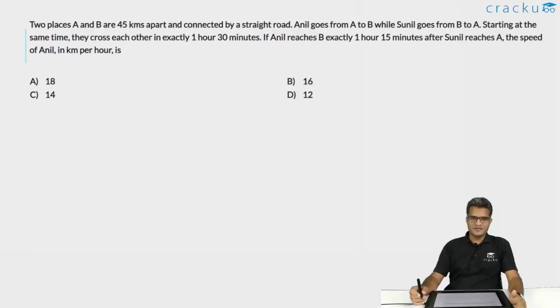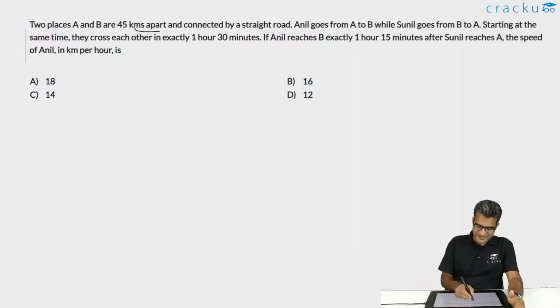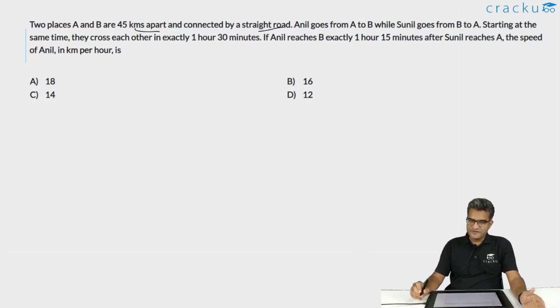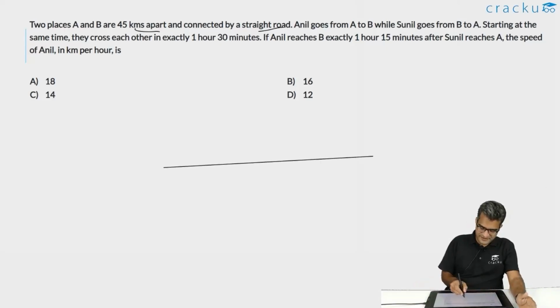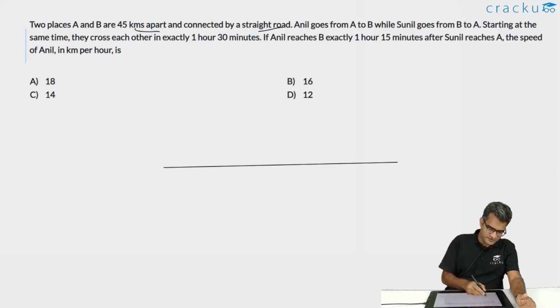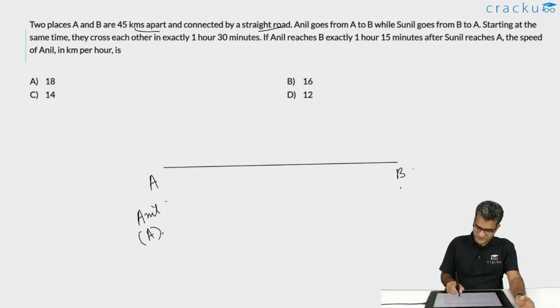In this question, we are told that there are two places A and B which are 45 kilometers apart and connected by a straight road. Anil goes from A to B while Sunil goes from B to A. So we have two points on a road like this. This is A and B. Anil goes from A to B. Let us assume that his speed is A. Sunil goes from B to A. Let us assume that his speed is B.